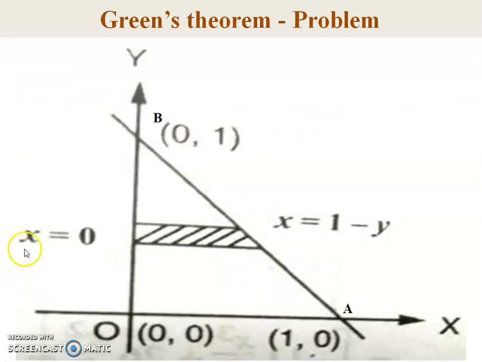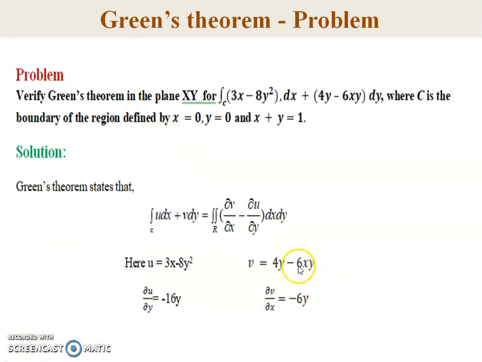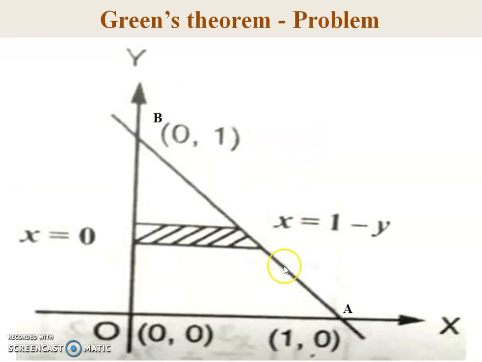So here x equal to 0 is the y axis, y equal to 0 is simply the x axis, and x equal to 1 minus y, or x plus y equal to 1, is a straight line. If you put x equal to 0, y becomes 1, so the point is 0 comma 1. If you put y equal to 0, then x equal to 1. Join the points, we get a straight line, right?